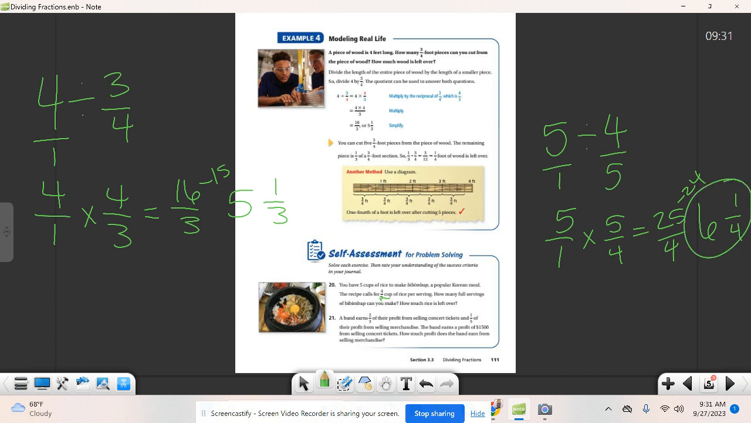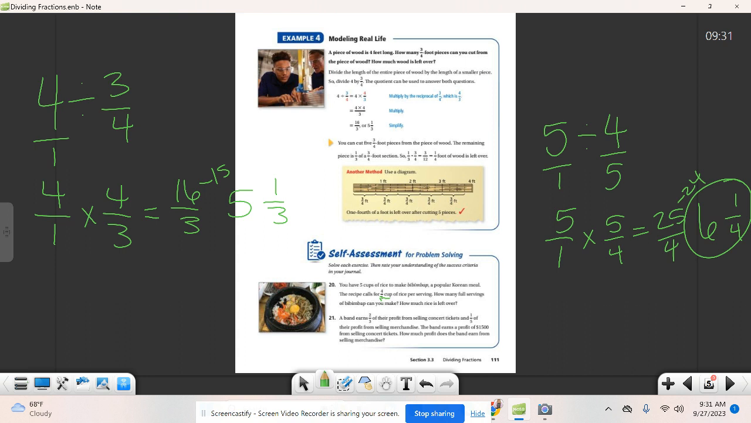So do I have enough to feed a family of 5? Can one of my kids have a guest over to eat too? Yeah. Can I have 2 guests over? No. Okay.